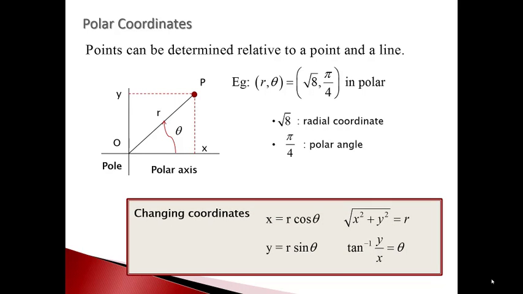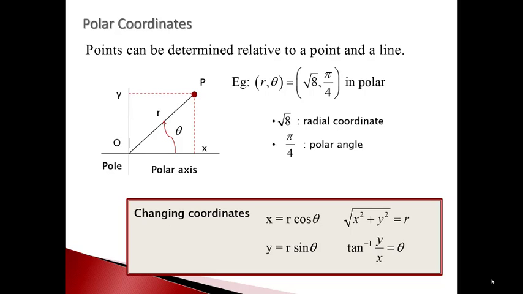If we assume that the origin of the rectangular coordinate system is the pole, and the positive x-axis is the polar axis, then the rectangular coordinates (x, y) of each point are related to the polar coordinates (r, theta) of the same point by the formulas summarized in the box.